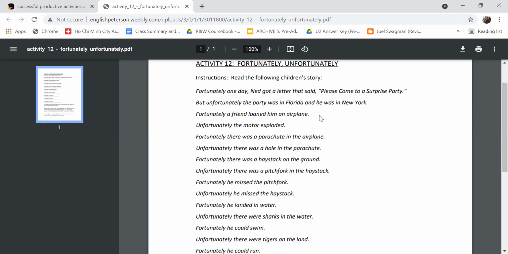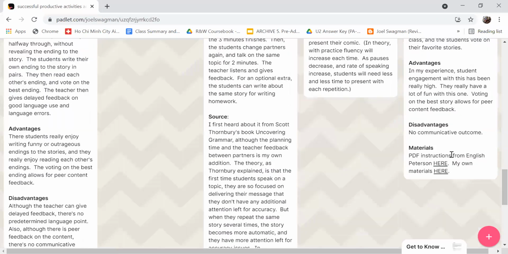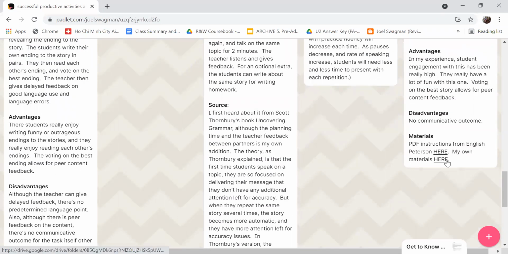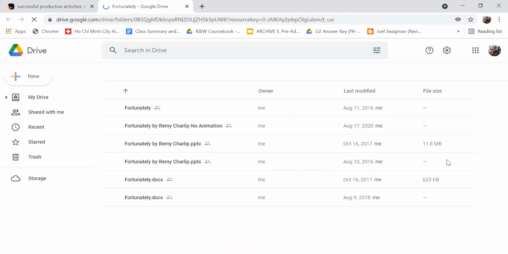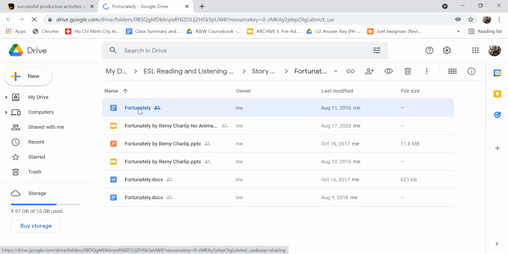So fortunately, a friend loaned him an airplane. Unfortunately, the motor exploded. Fortunately, there was a parachute in the airplane. Unfortunately, there was a hole in the parachute. So students listen to this story, and then they construct their own story using fortunately or unfortunately.